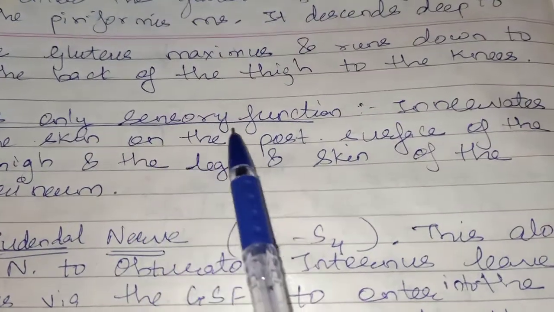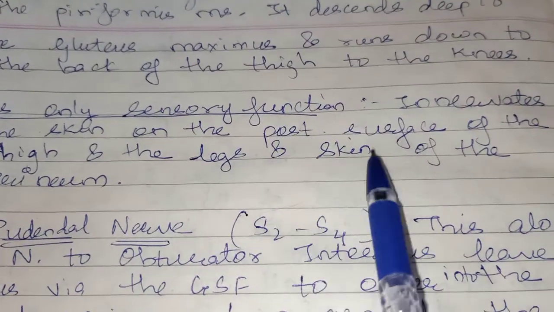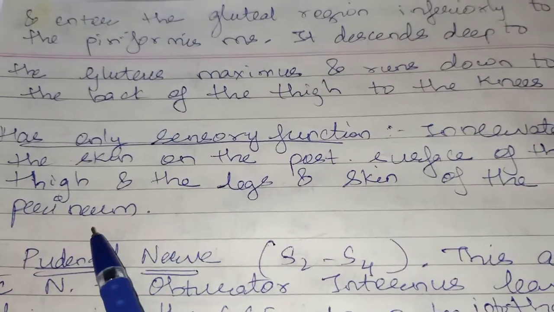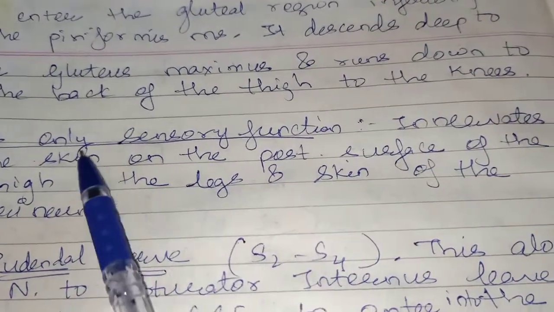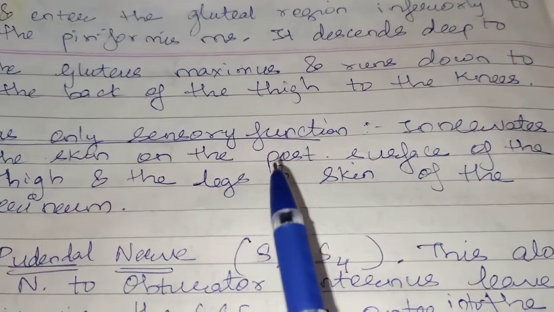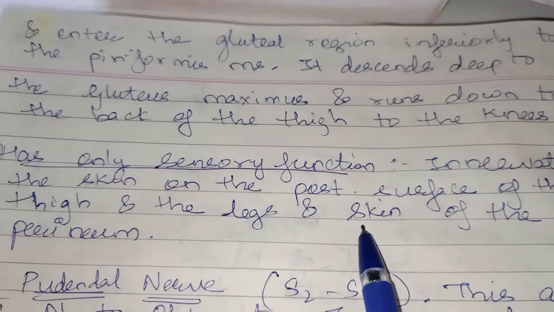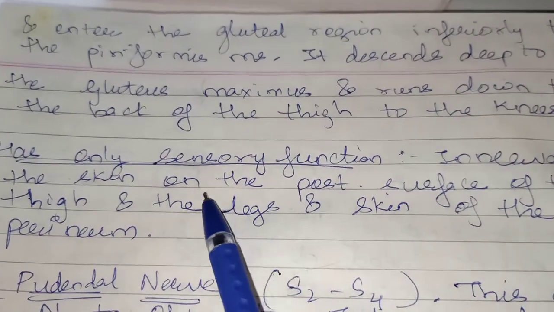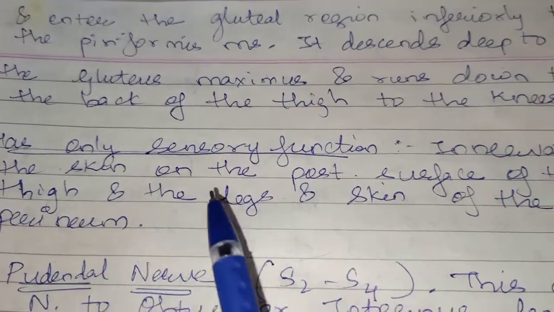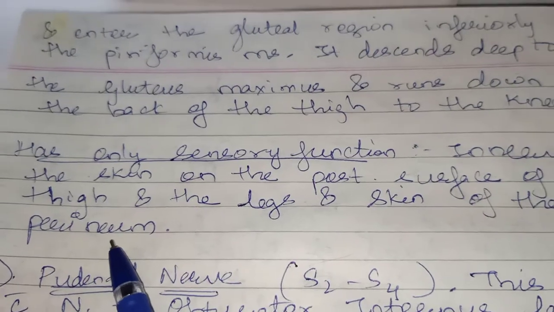Now it has only sensory function. It innervates the skin on the posterior surface of the thigh and the legs and the skin of the perineum. The posterior cutaneous nerve of the thigh only has sensory function and supplies the skin on the posterior surface of the thigh and the legs and the skin of the perineum.